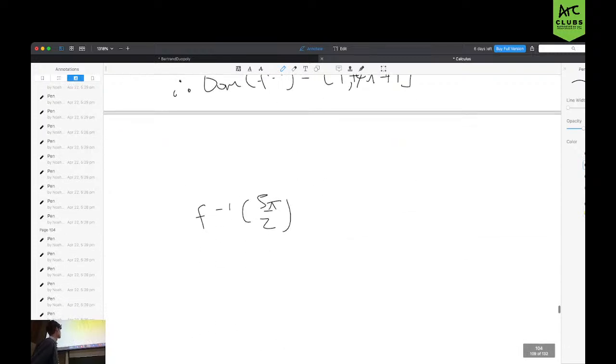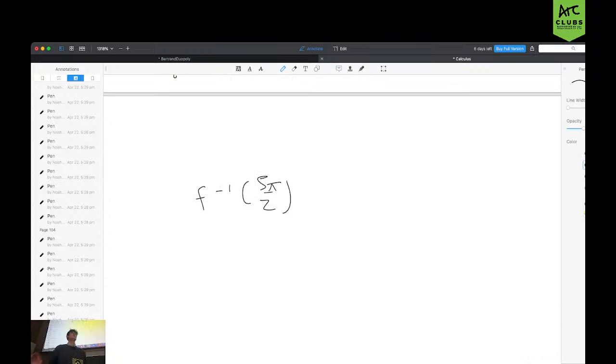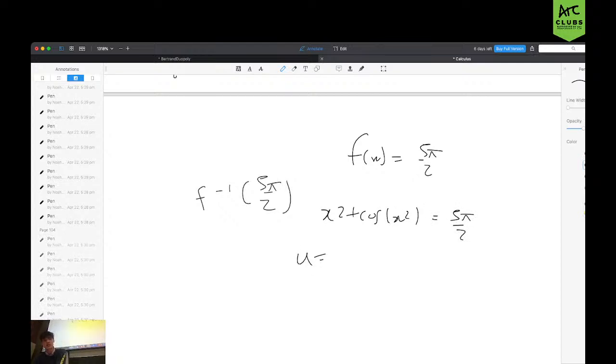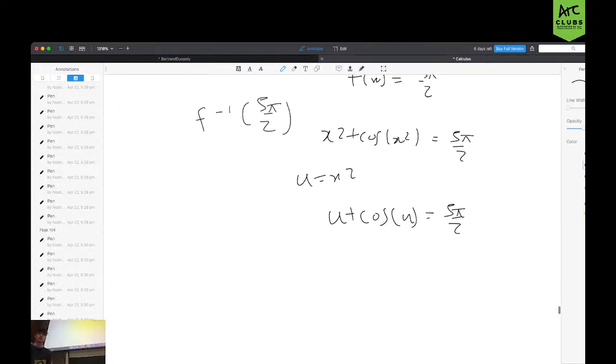So instead, we can consider, well, finding F inverse of 5.2 is the same thing as solving for what value of x does f of x equal 5.2, right? So what's f of x? X squared plus cos of x squared. And we want to see where does that equal 5.2. And we can quickly just make a substitution. Let's say u equals x squared. So then we're trying to solve for u here, u plus cos u equals 5.2.